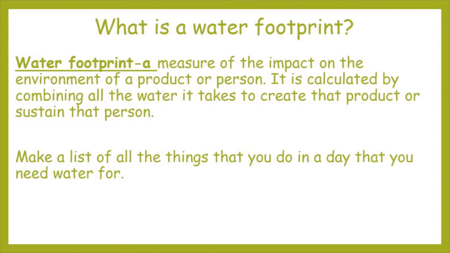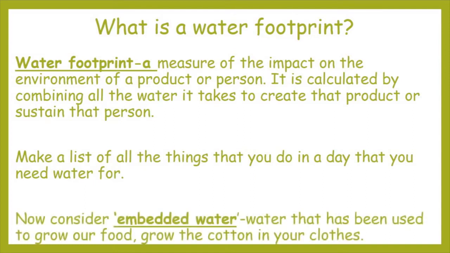But there's another thing that impacts on our water footprint, and it's called embedded water. This is water that is used to grow our food and also make our clothes and other materials. For example, cotton is actually grown, it's a plant. So that plant needed water to grow for us to then harvest the cotton to make our clothes. So water that is embedded is within things that we make. Somewhere along the process of making that product, you needed water.